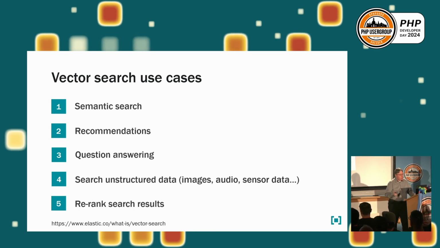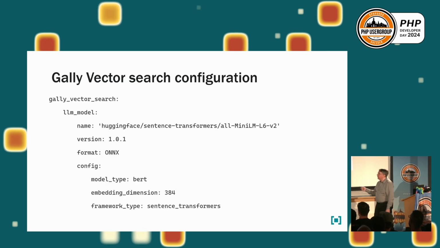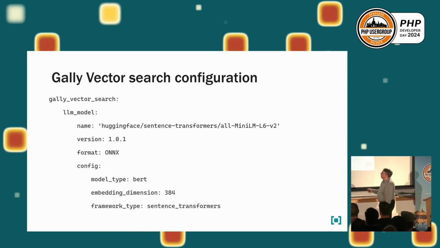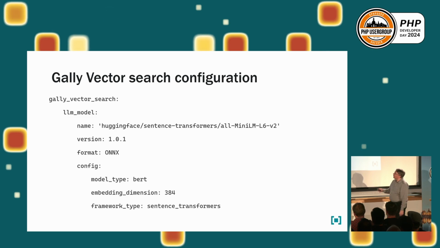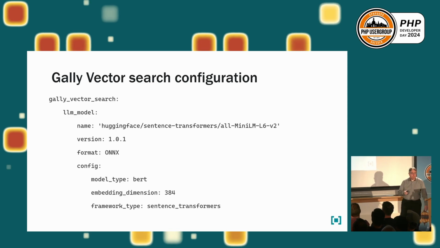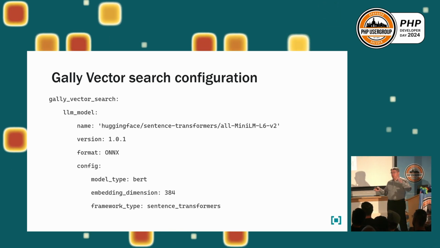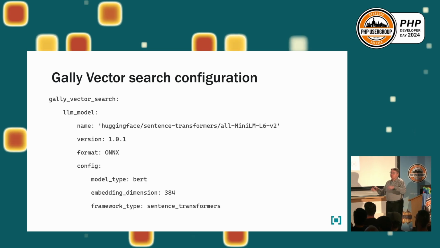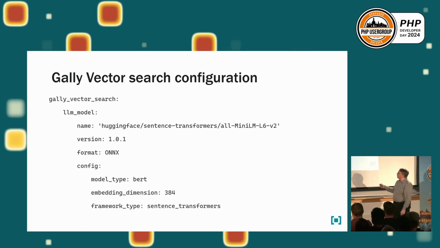And it's part of Galley itself, and it's very configurable. That's the pretty cool part. So in your Galley configuration, there is this Galley vector search section. You can technically define any LLM model that you want to use for this vector search. That means if you have a very specific use case and you want to train your own model for that, you can totally do that and then just use it here.